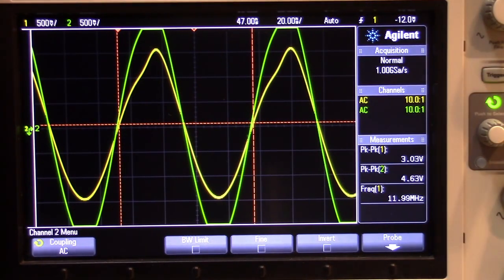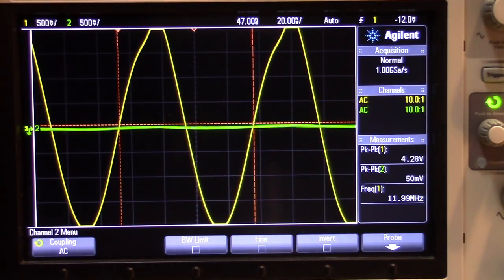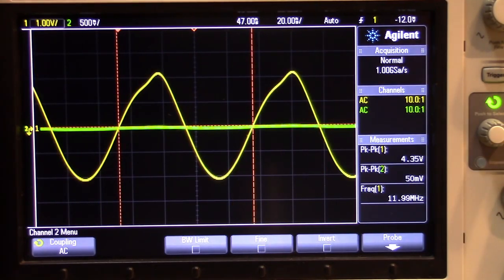Now, because I'm probing the base at the moment with channel 2, we should actually have a little more voltage than what we're showing right now on the emitter once I remove that probe. And you can see we're up at 4.3 volts peak to peak now that I'm not loading down that crystal with my channel 2 probe.